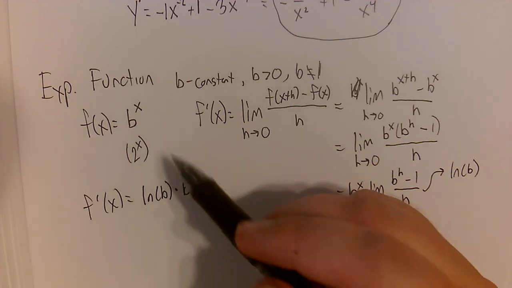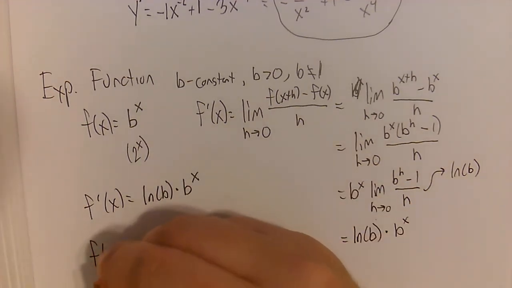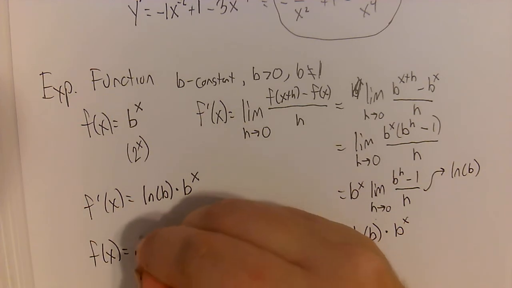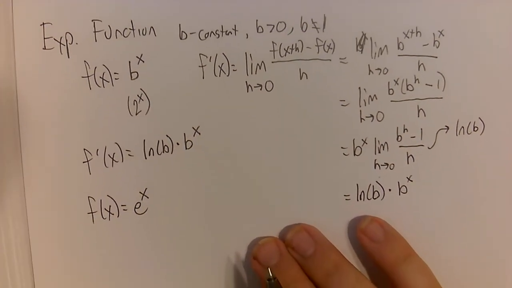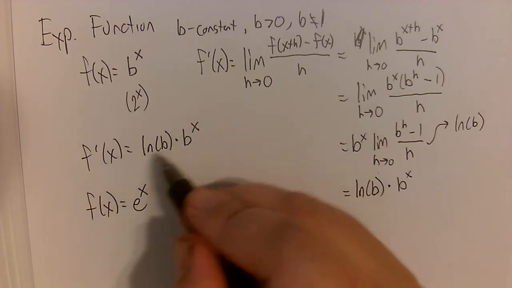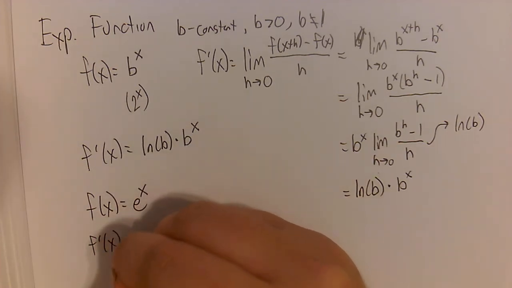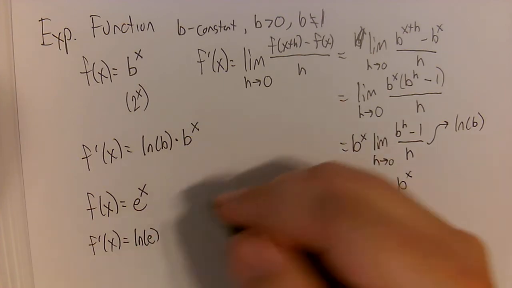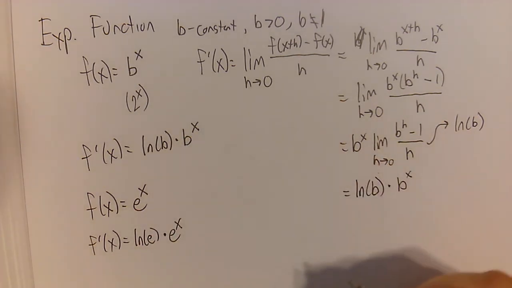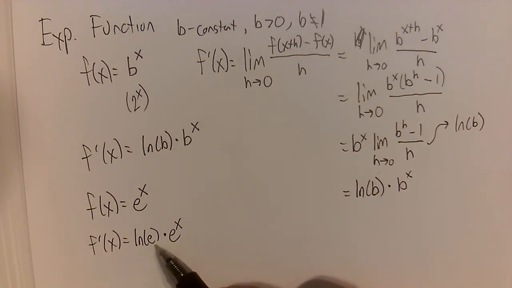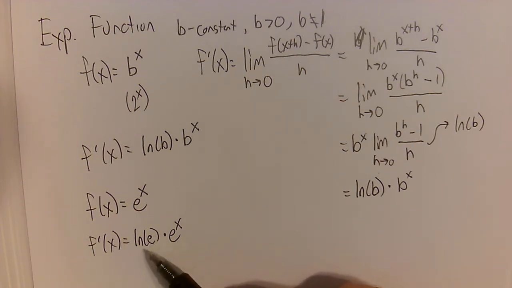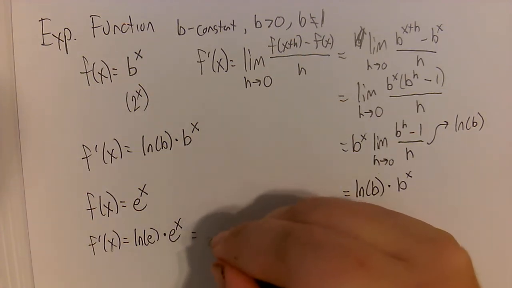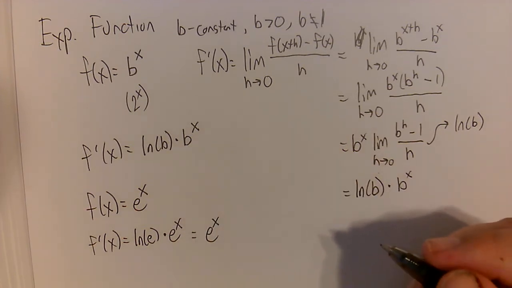Now, probably the most common form we'll see this in is using the special number e. So let's say f of x is e to the x right here. Then using this formula, f prime of x is natural log of e times e to the x. But remember, natural log and e have a special relationship. Natural log asks, what number do I raise e to get the thing inside? So what number do I raise e to get e? Well, that's going to be 1. So since ln of e is equal to 1, we actually just get e to the x here.